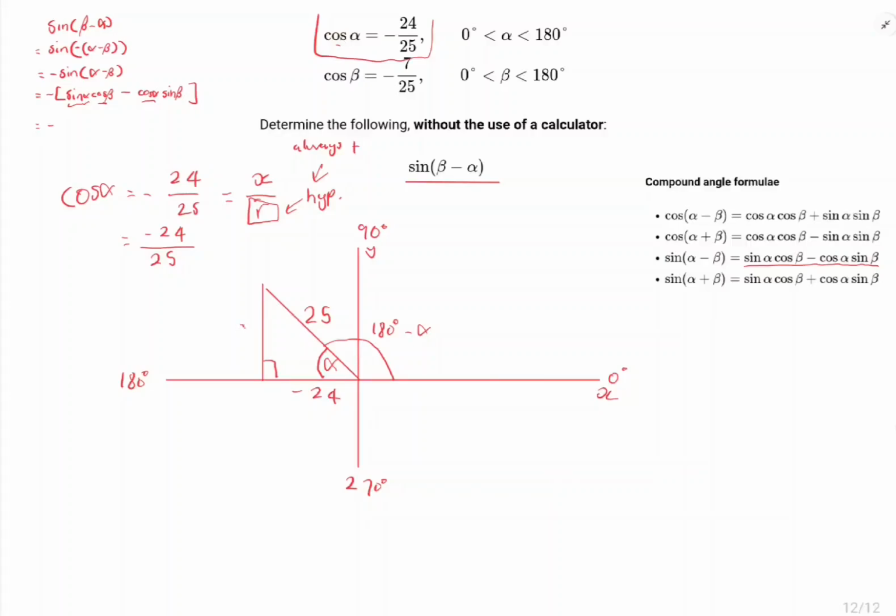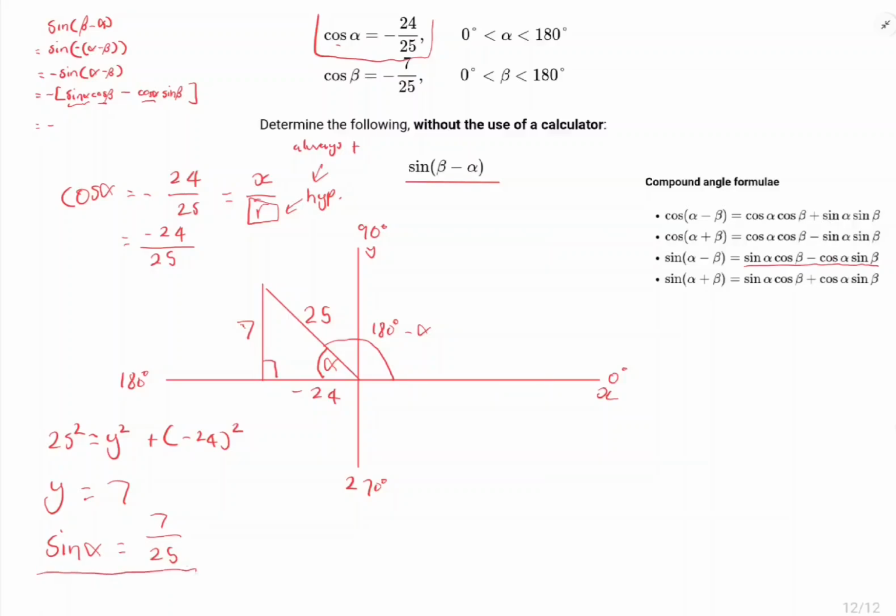How are we going to solve for that? Pythagoras. So 25 squared is equal to y squared plus negative 24 squared. And when you solve that, let me just solve it right away. We all know Pythagoras. Hopefully we all do. 25 squared minus 24 squared, you're going to get 7. So this is 7. And so sine is going to be 7 over 25.